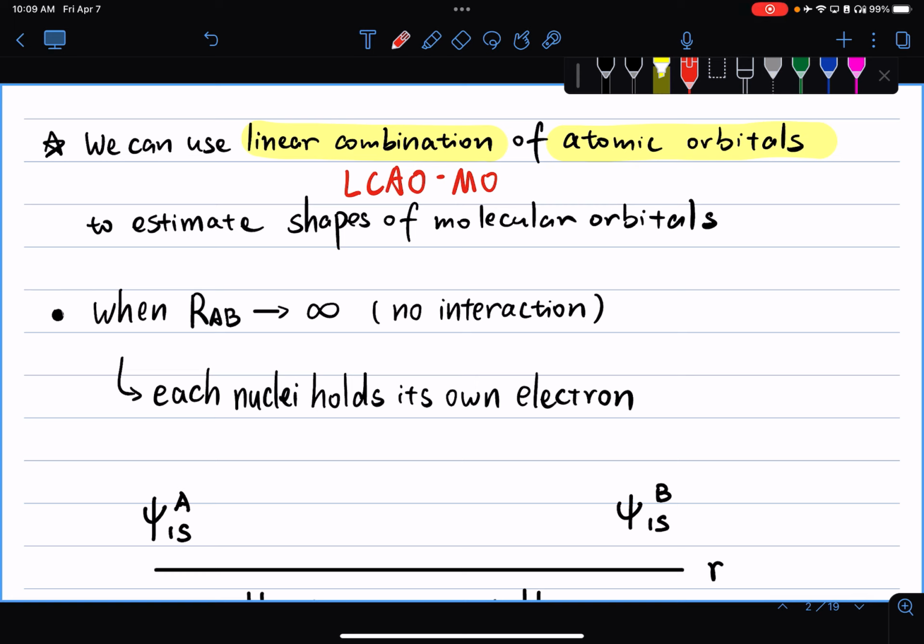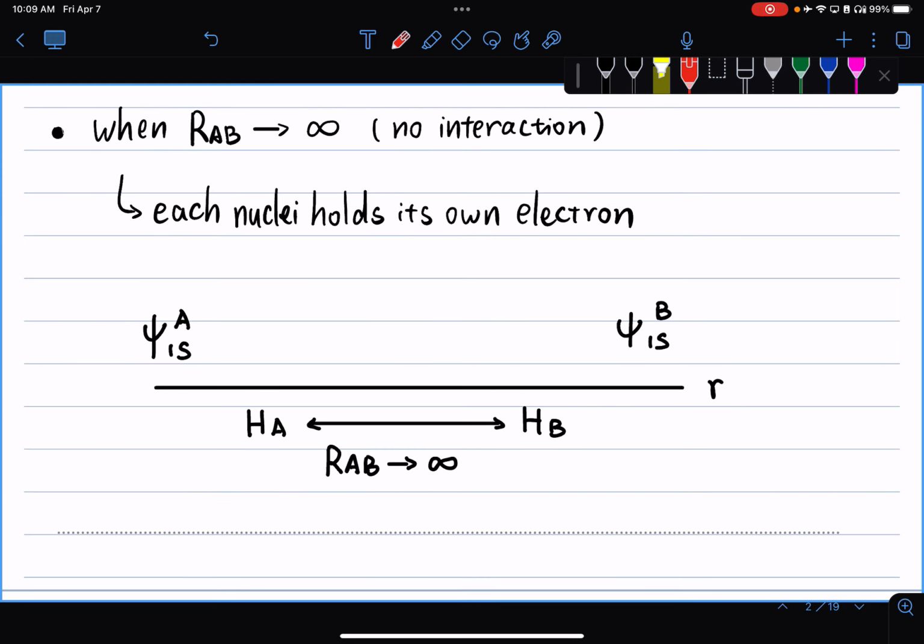So LCAO-MO, that's linear combination of atomic orbitals to give you an estimate of what your actual molecular orbital looks like. And remember, as long as you have the electronic wave function, as long as you have the molecular orbital, you should have information about what the energy level is and what's the probability of finding the electron in space, right? So they work the same way. So let's use H2 as an example and see how LCAO-MO works in real life. So look at two different scenarios.